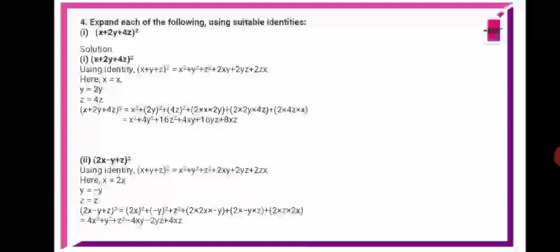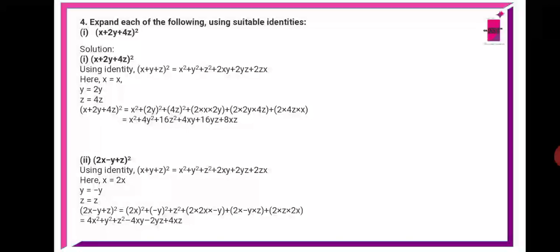Now the third question, it was factorizing. Now we should expand this using the identities. Here you can see the first problem, (x plus 2y plus 4z) whole square. The identity we are going to use is (x plus y plus z) whole square, which equals x square plus y square plus z square plus 2xy plus 2yz plus 2zx. So here x equal to x, y represents 2y, z represents 4z.